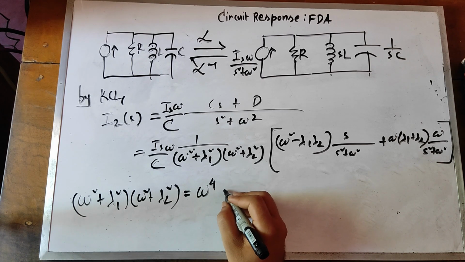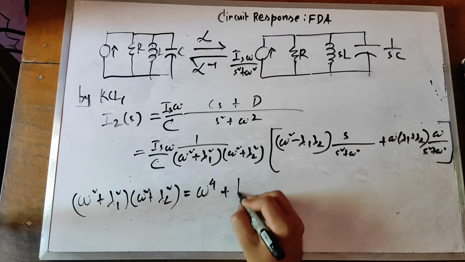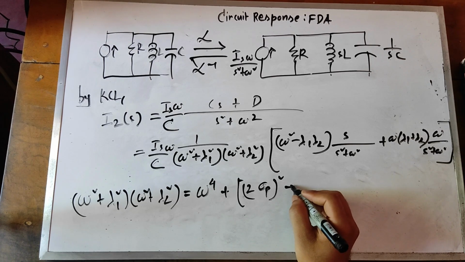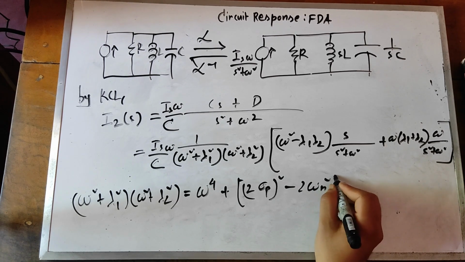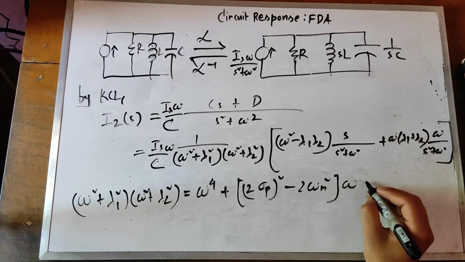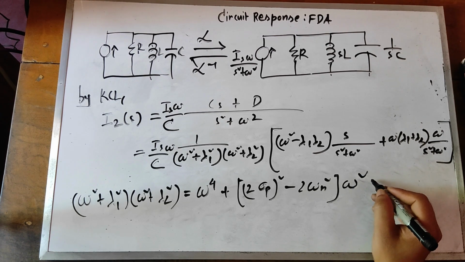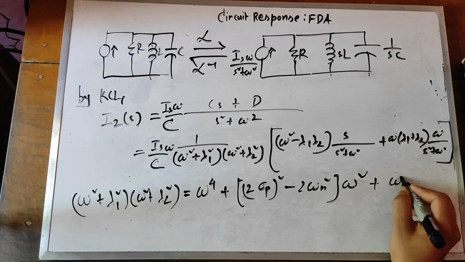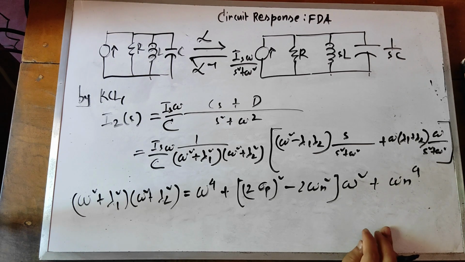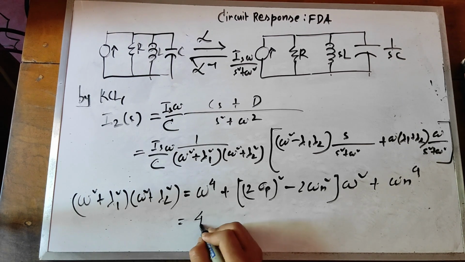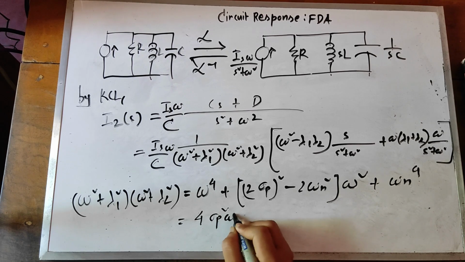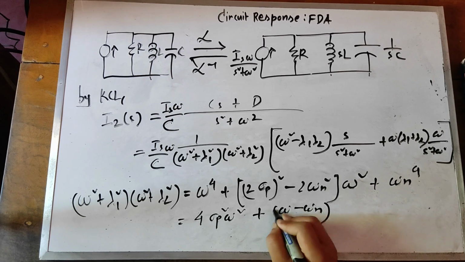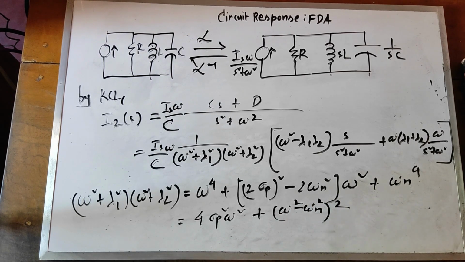So if I carefully take this, this will give me 2 square minus 2 omega squared plus omega n 4. So this gives me this, and 4 sigma p squared omega square plus omega n square minus omega square, squared.